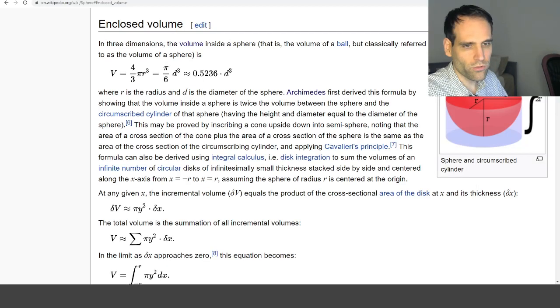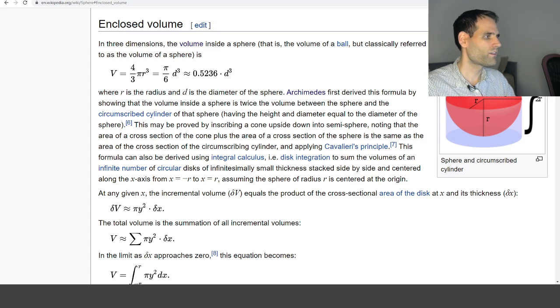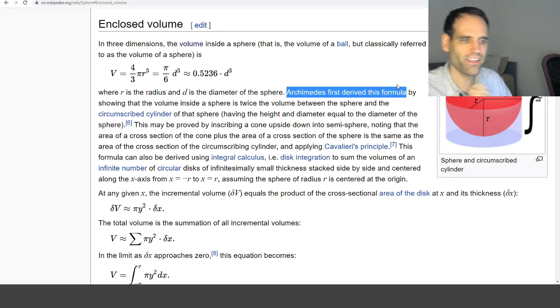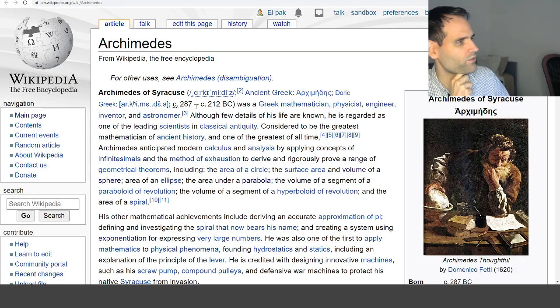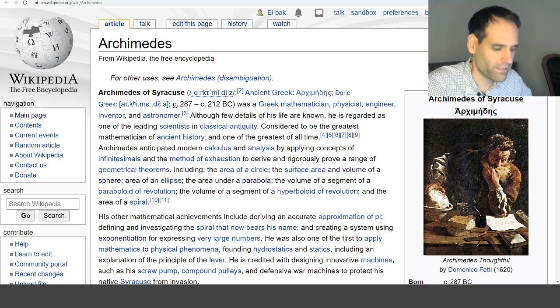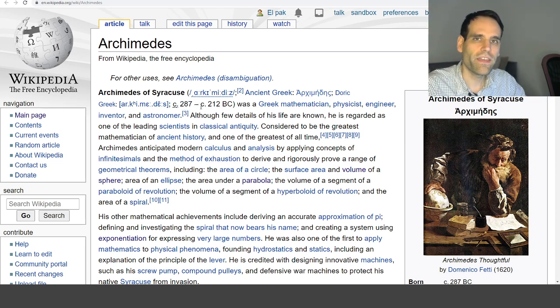So if we go to Wikipedia, we all know that the volume of a sphere is just 4/3 of pi r cubed. However, if you read Wikipedia, actually this is very interesting. Archimedes first derived this formula. Okay, so imagine, if you go to Archimedes' webpage, he was born in 287 BC. So they already had Euclid, so they already had the Pythagorean theorem.